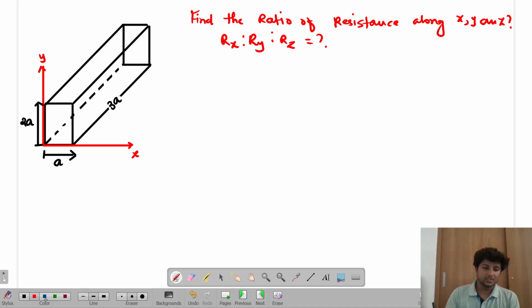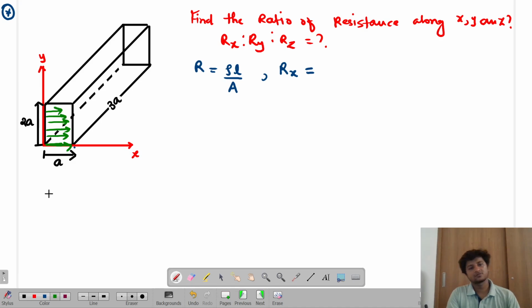What is the formula of resistance? R is equal to rho L by A, isn't it? So let's suppose I'm finding Rx. That means you need to understand one thing only, that the current is passing along the x-axis. When you try to find Rx, you imagine that the current is flowing through which axis? X-axis. Are you able to get me or not?